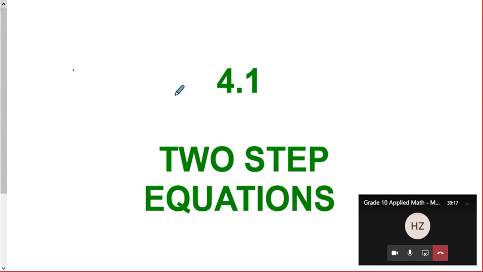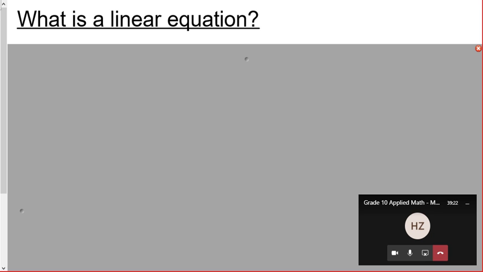Okay, so we are recording now. Let's have a look at 4.1, our two-step equations. This is what we started in on yesterday.